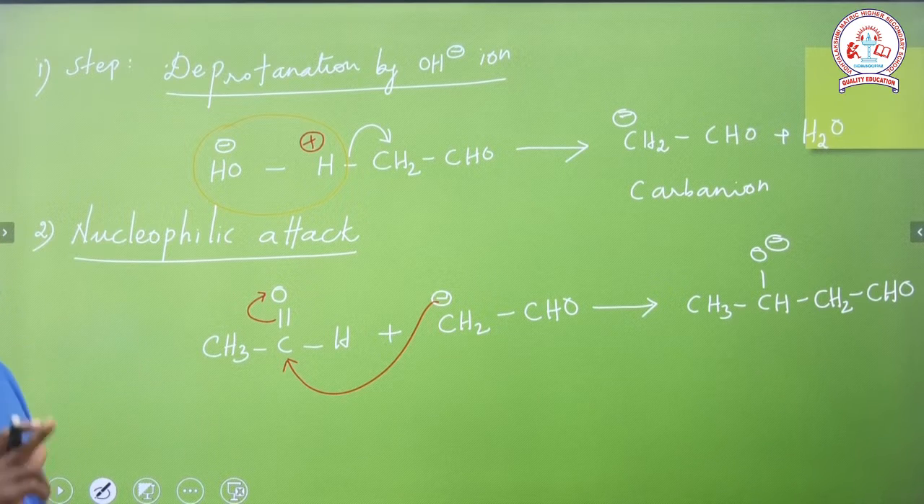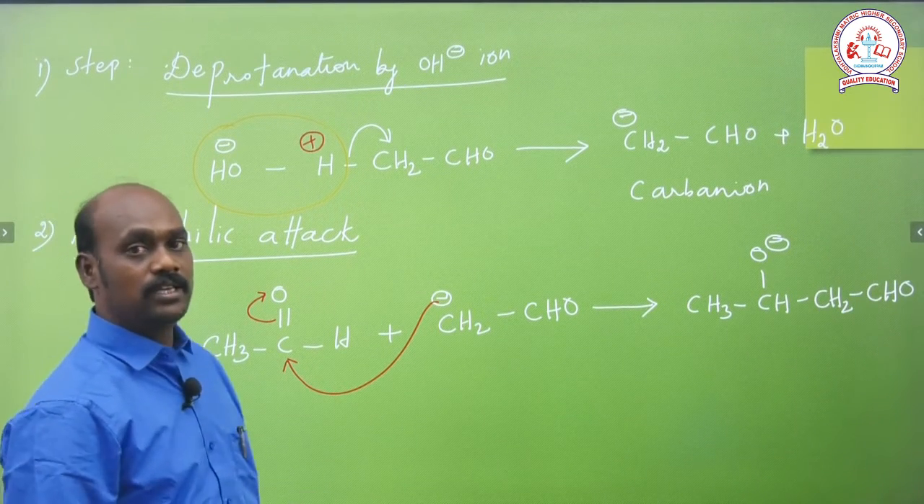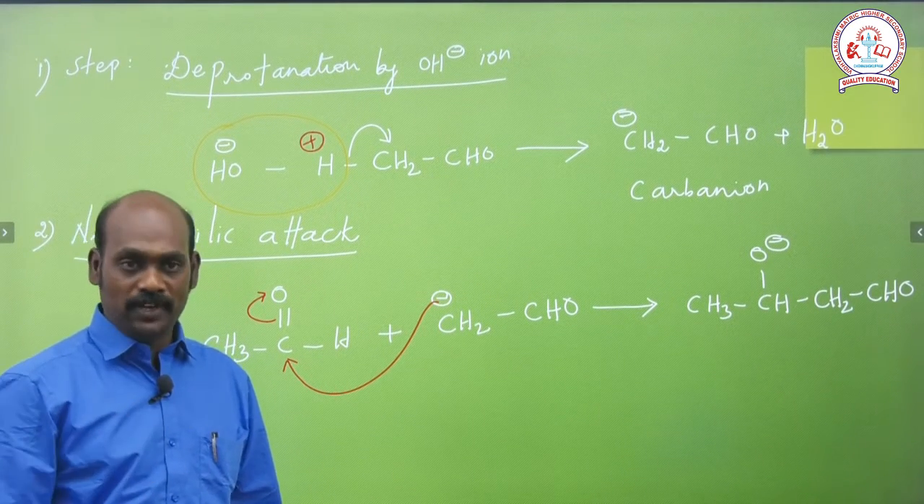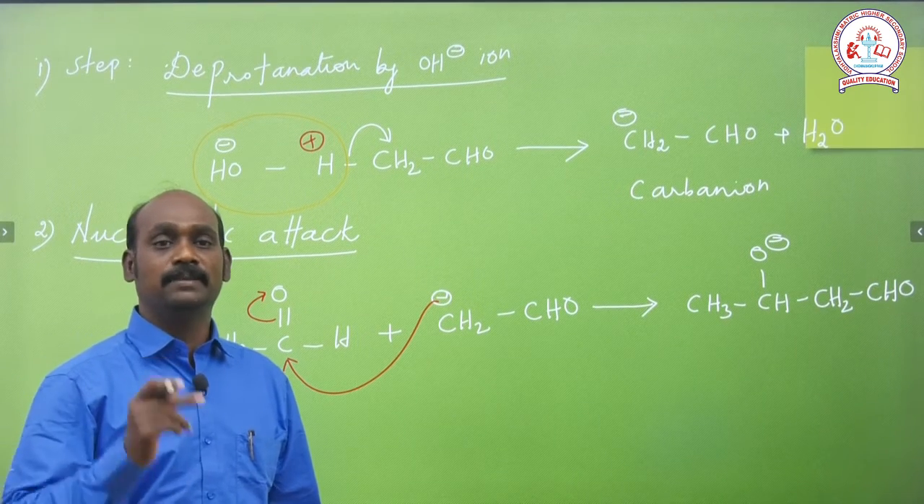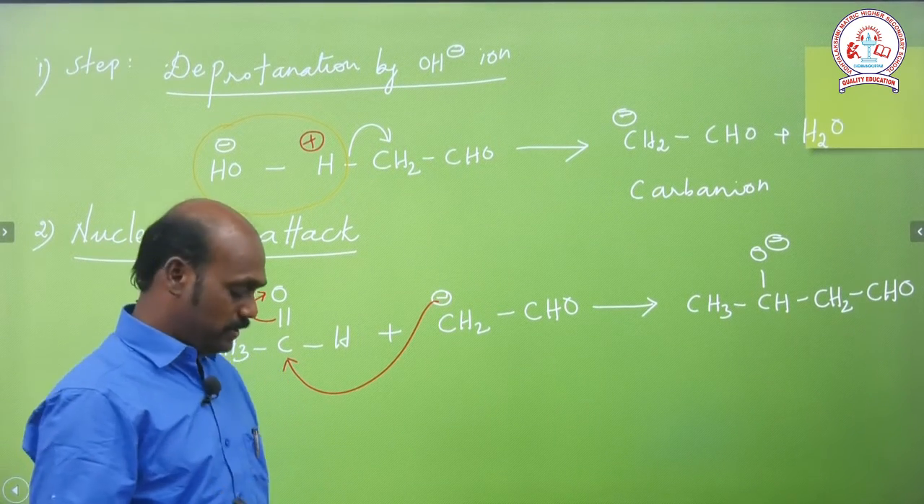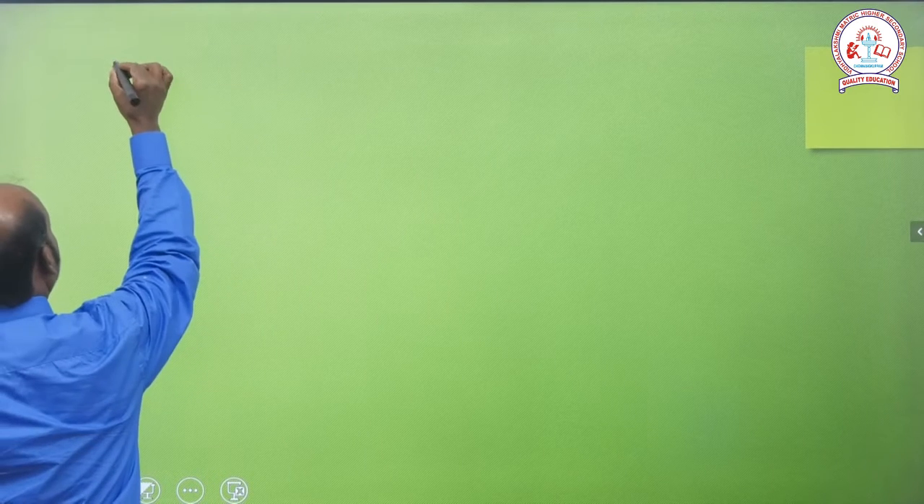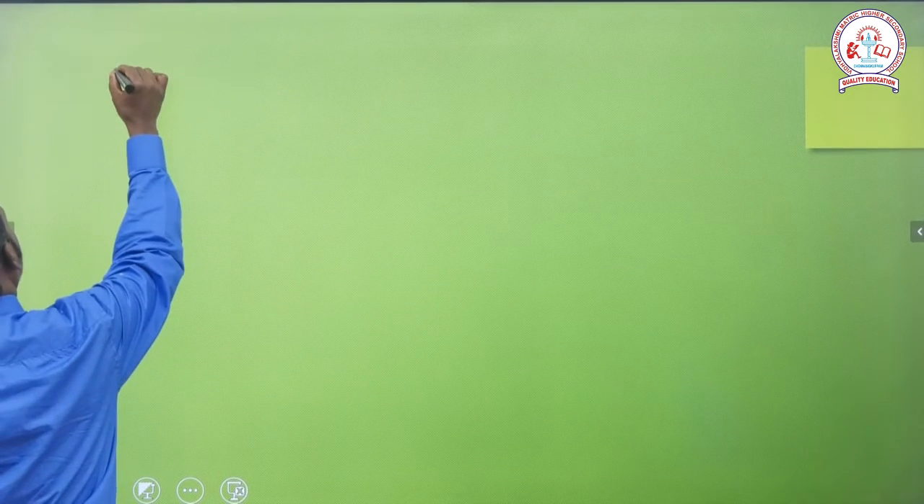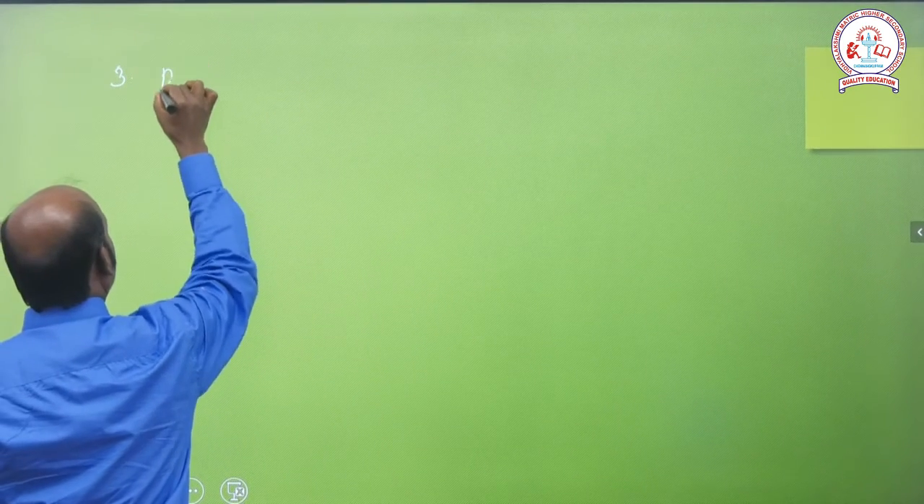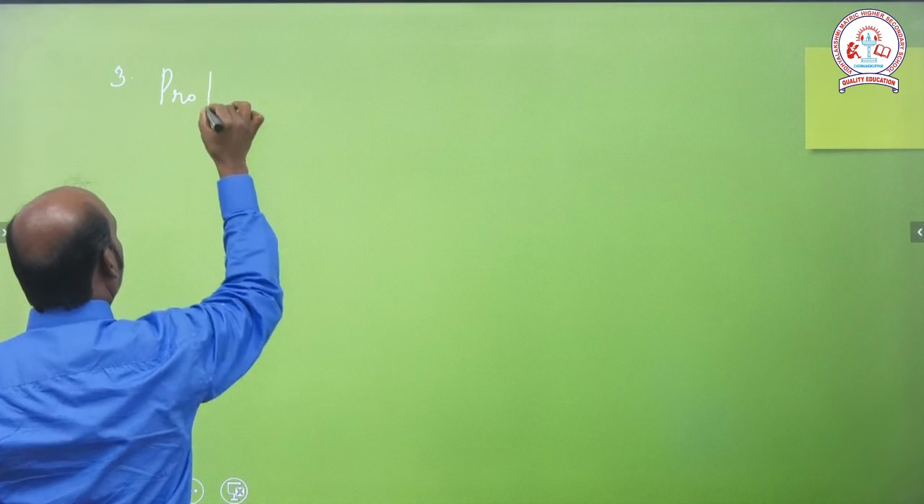Then the third step is protonation. What is the first step? That is deprotonation by OH minus ion. What is the second step? Nucleophilic attack. Then the third step is protonation.